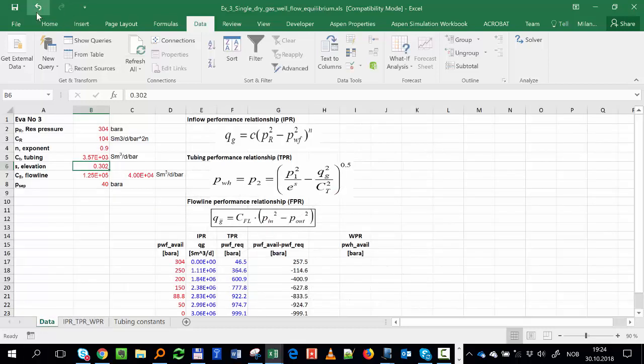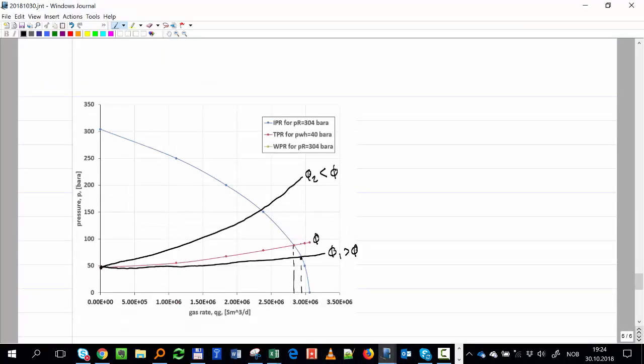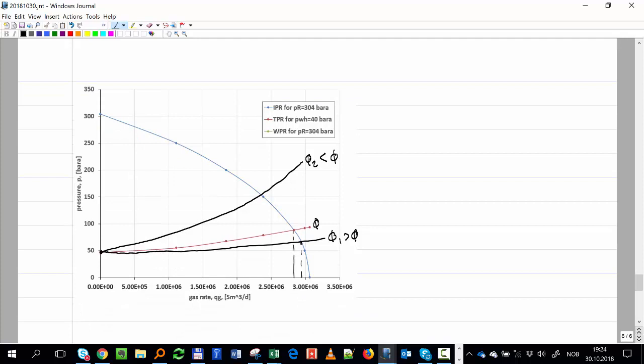So let's just take it back to the number it had, and let's make here a small comment. So what affects the tubing size? How do I decide, or how do I design a tubing size?